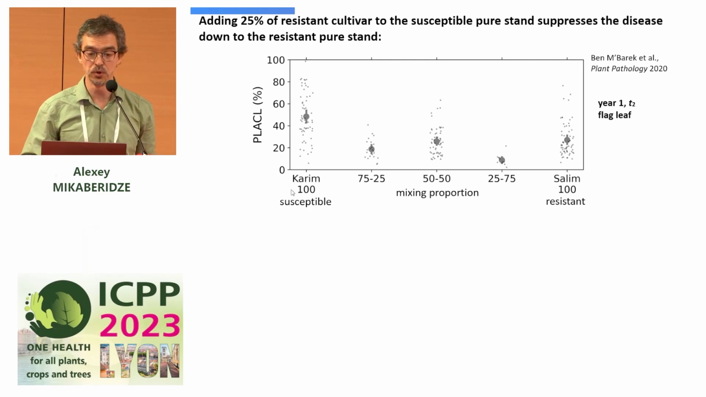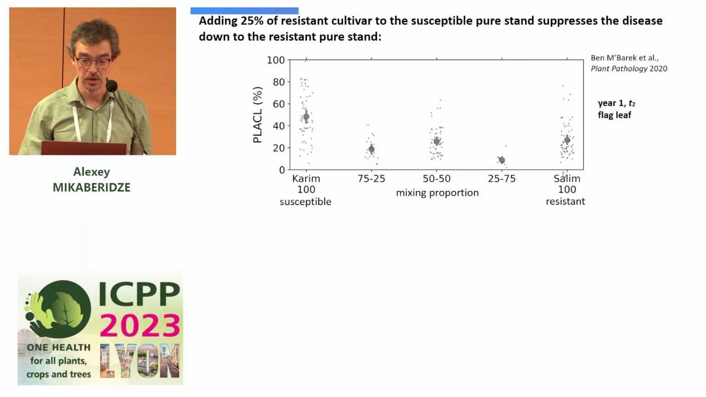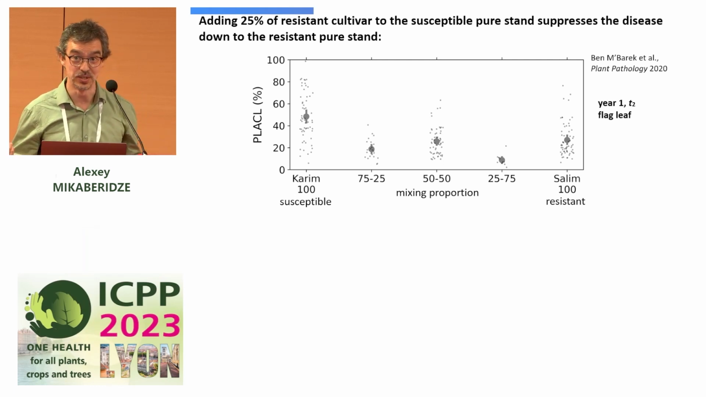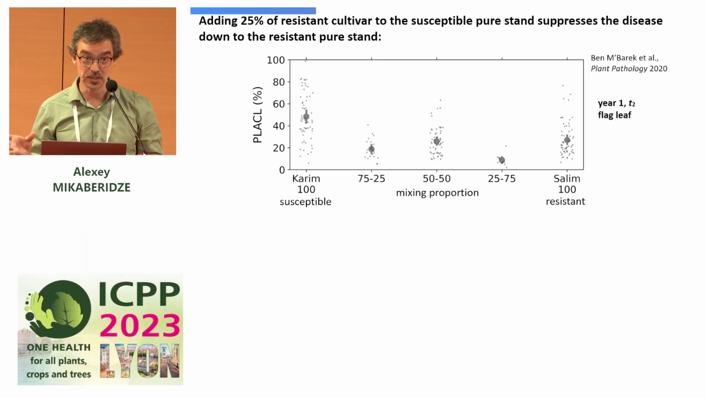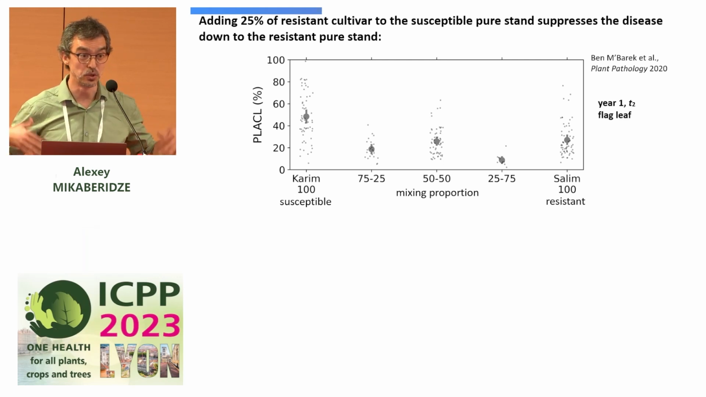Clearly, for the pure stand of the susceptible cultivar, the disease severity is higher than for the pure stand of the resistant cultivar. But what is interesting is what is happening in between, for the intermediate mixing proportions. It turns out that adding just 25% of the resistant cultivar to the susceptible pure stand suppresses the disease severity down to the level of the resistant pure stand, and even a bit lower. I think this is very good news for the durability of such a mixture, because just 25% of the resistant cultivar, as compared to 100%, will impose much less selection on the pathogen population to adapt to such a mixture.